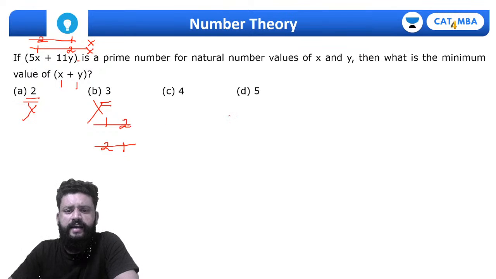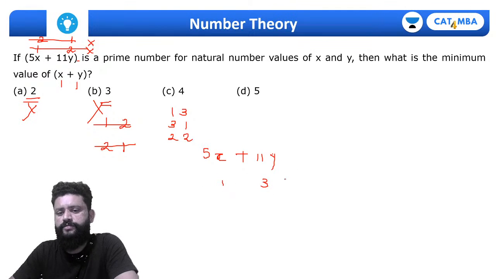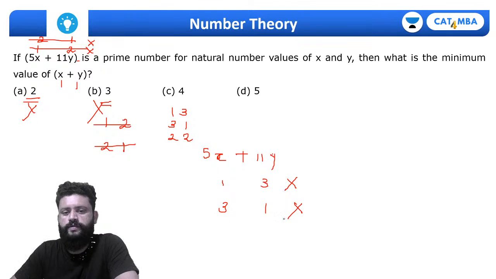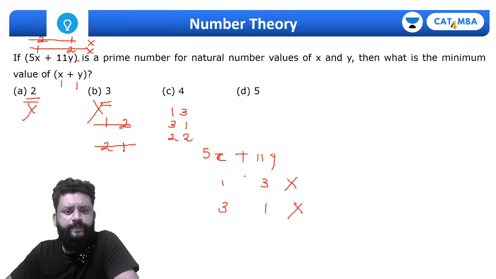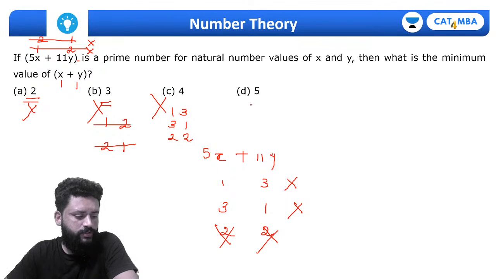So now for 4, I want to try for 5x plus 11y. To get 4, I can take 1 and 3, 3 and 1, or 2 and 2, right? If I try 1 and 3, 33 plus 5, no. 3 and 1, 15 plus 11, not possible. Odd numbers are forming, both are odd, so definitely this won't work. If you add two odd numbers, you get an even number. If I try 2 and 2, that won't be possible again. So 4 is not even possible.